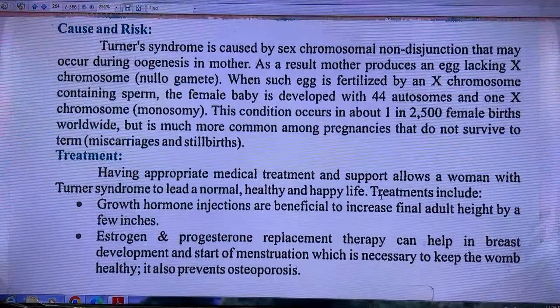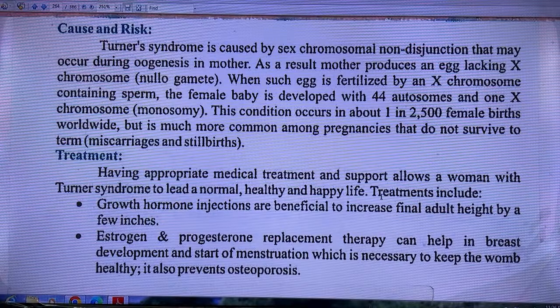Cause and risk. Turner syndrome is caused by sex chromosomal non-disjunction that may occur during oogenesis in the mother. As a result, the mother produces an egg lacking an X chromosome, null. When such an egg is fertilized by an X chromosome containing sperm, a female baby is developed with 44 autosomes and one X chromosome, monosomy. This condition occurs in about 1 in 2500 female births worldwide but is much more common among pregnancies that do not survive to term, miscarriages and stillbirths.